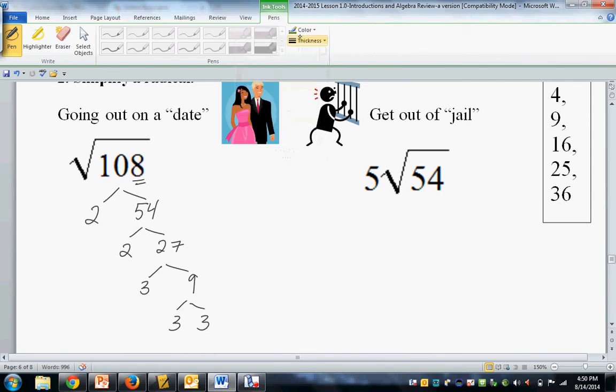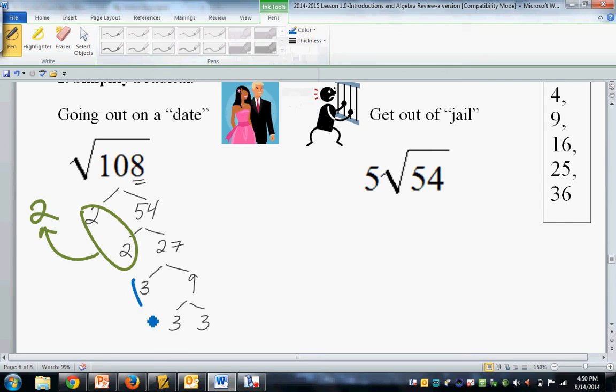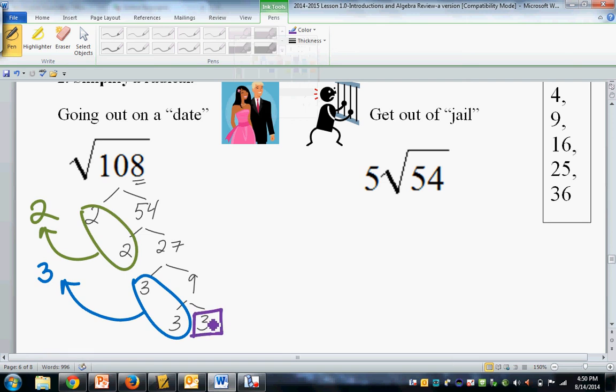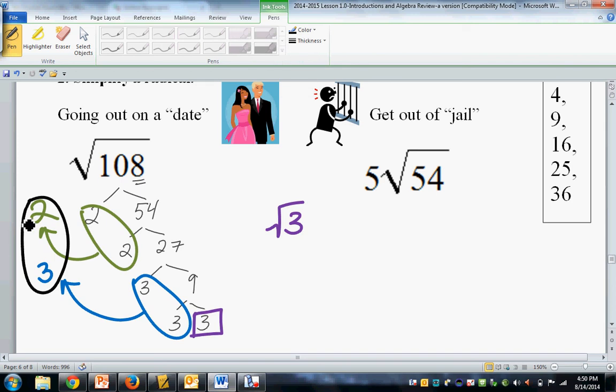You want to look out for the dates. That means the doubles. So we have a pair of 2s. If you have a date, they go out as a single couple, so that's going to be 1, 2. And then we have a pair of 3s that's going to come out as 1, 3. And then this last 3 does not have a date, so it's going to stay under the radical. 2 times 3, when you multiply those on the outside, your final answer is going to be 6 root 3.